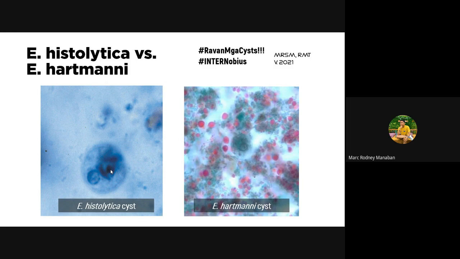But in a routine hospital setting, usually micrometry is not performed, so speciation between the two usually cannot be done. If you want to speciate the two, you have to send your samples to reference laboratories or high-end laboratories that can perform it. In a routine hospital setting, it's already enough that we identify it as E. hist cyst slash E. dispar, because they have the same mode of treatment. And E. hartmanni is non-pathogenic, so what we are really after is the pathogenic one, which is Entamoeba histolytica.